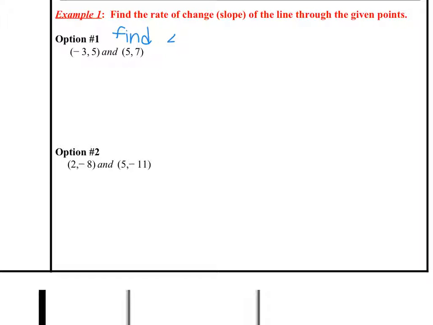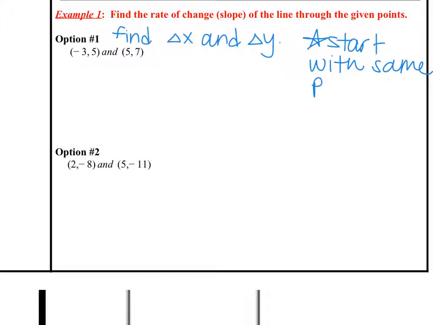Find your change in x and change in y. And here's the super important part: please make sure you start with the same point each time. This is option 1, and you can see if you like it. I should have given you more room. I didn't, so I'm going to rewrite these points. You don't have to.